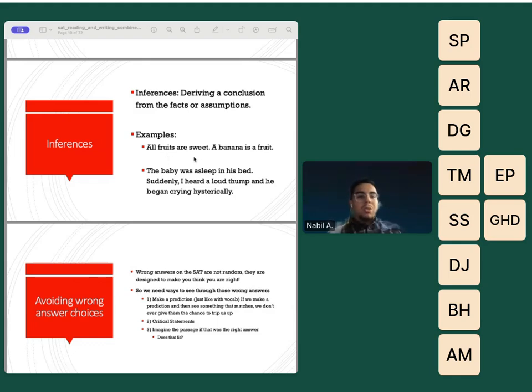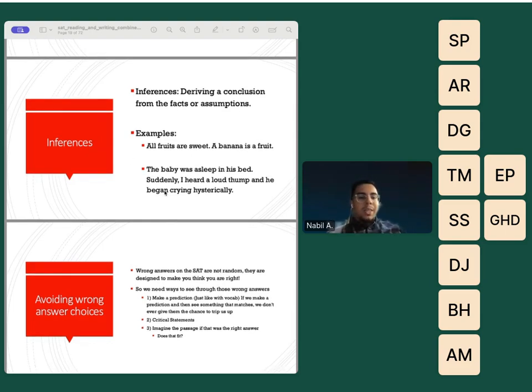So all fruits are sweet, so a banana is a fruit. This is a logical inference. If I know that all fruits are sweet, and I've tried a banana before, I know that a banana has to be a fruit. So that's a logical inference. Let me go to this next example and test the waters, and show you what the SAT will try to give you here.